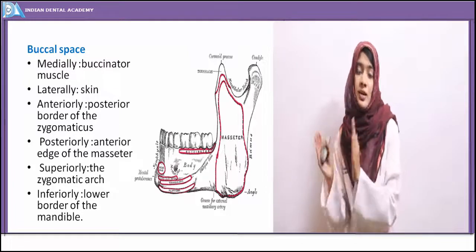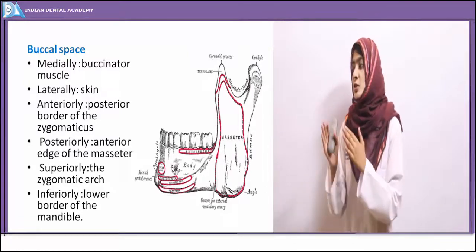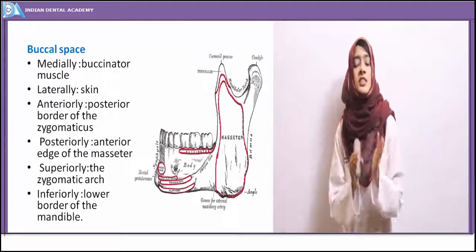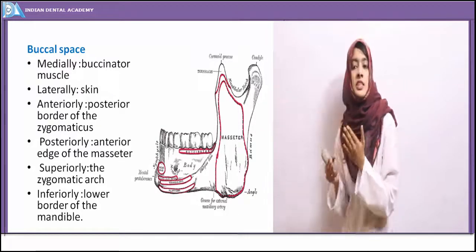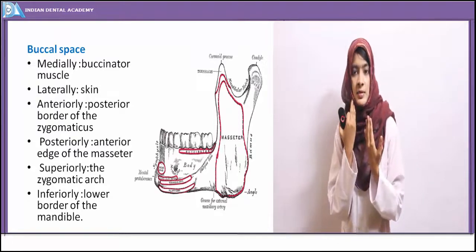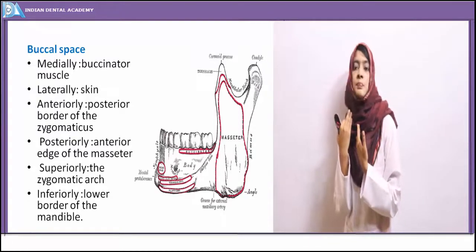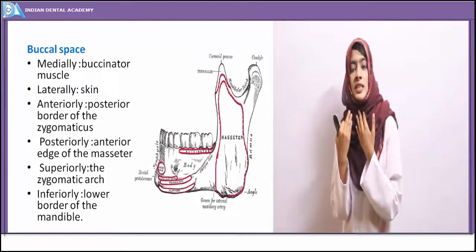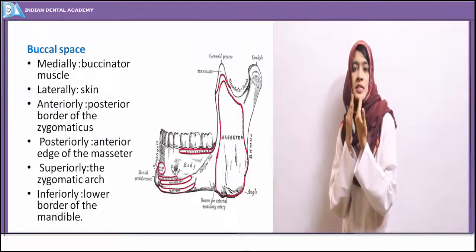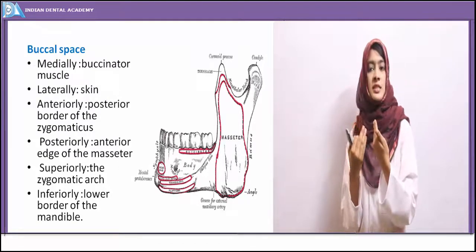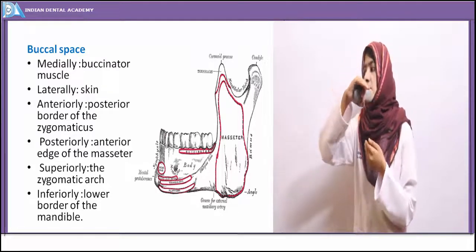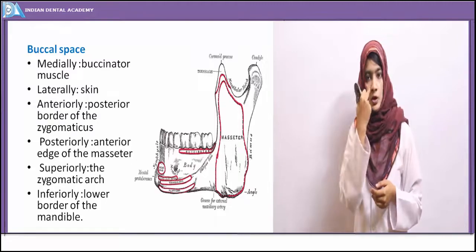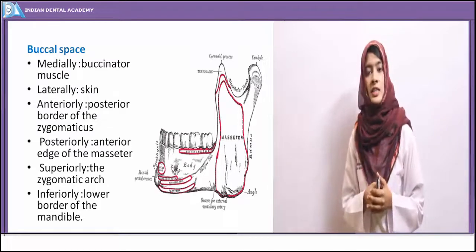So that's why the term spaces have been used. Okay, so the boundaries of the buccal space infection: it is basically bounded medially by the buccinator muscle. On one side you have the buccinator muscle, and on the lateral side the surface of skin is present. So the medial boundary is the buccinator muscle, the lateral boundary is the skin, and the anterior boundary is nothing but the posterior border of the zygomaticus muscle.